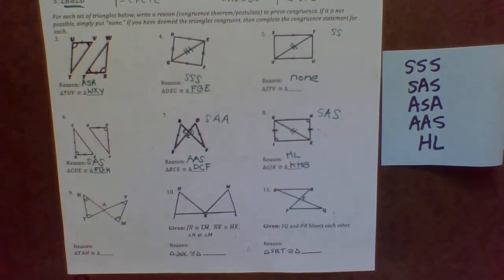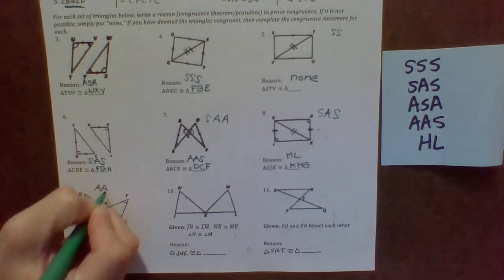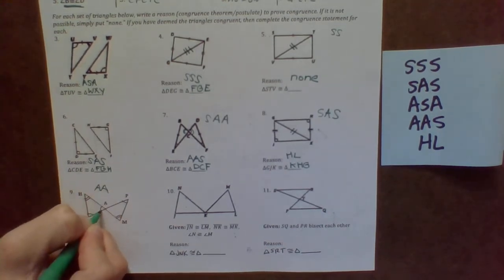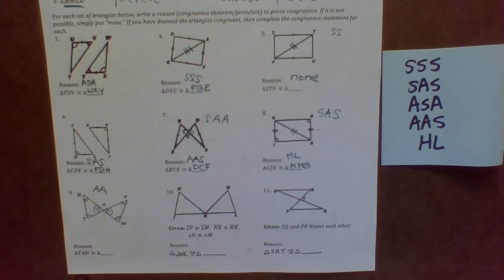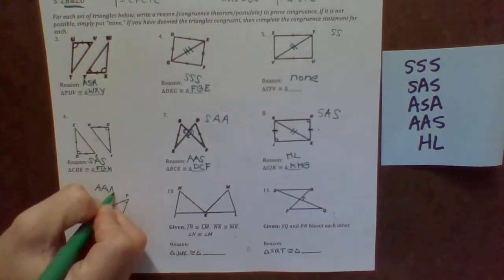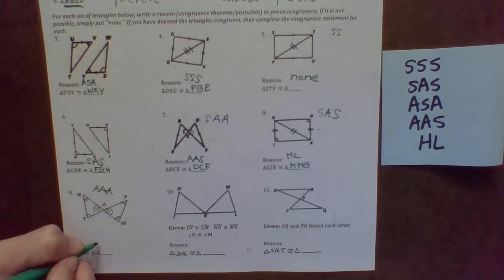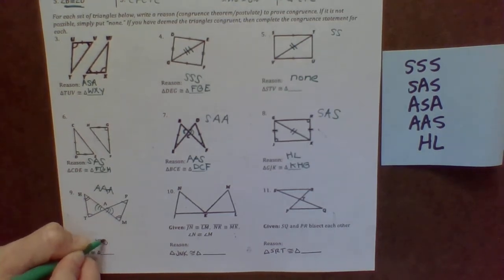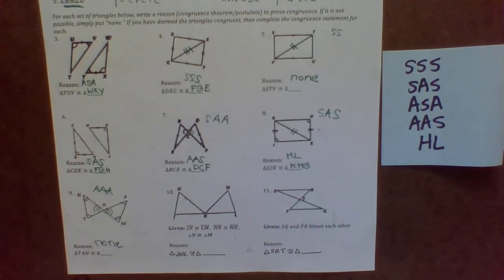For number 9, we have these two triangles here. Again, we have two pairs of congruent angles already drawn, but then we know that these angles in the middle are vertical angles, and they are congruent to each other also. As tempting as this looks, there is no such angle congruent postulate, nor do we know anything about the sides. So as much as they look congruent, we cannot conclude that these triangles are congruent to each other. So for that one, we're just going to have to say none.